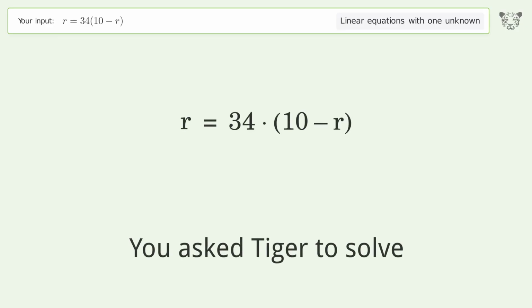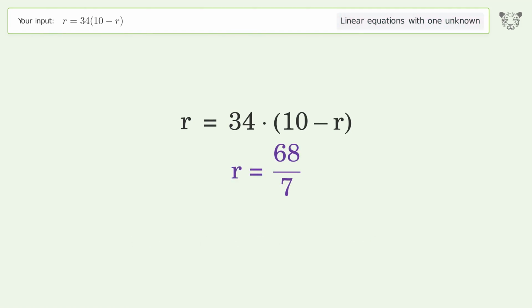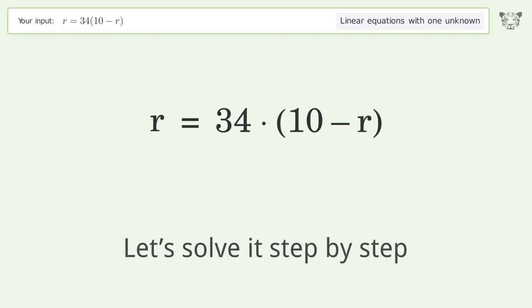You ask Tiger to solve. This deals with linear equations with one unknown. The final result is r equals 68/7. Let's solve it step by step.